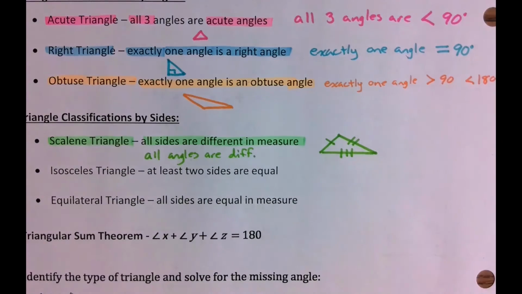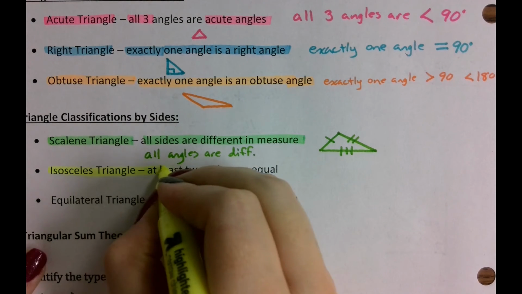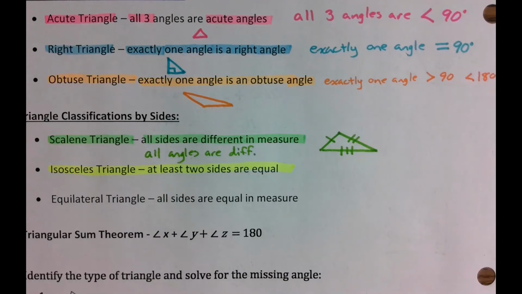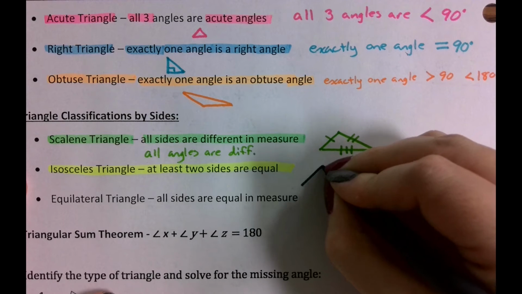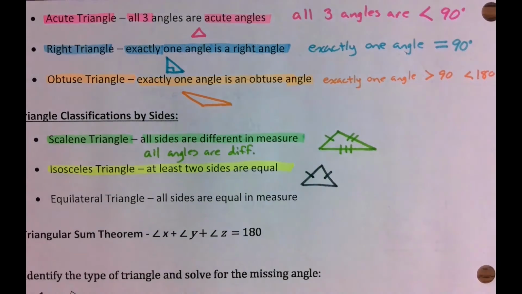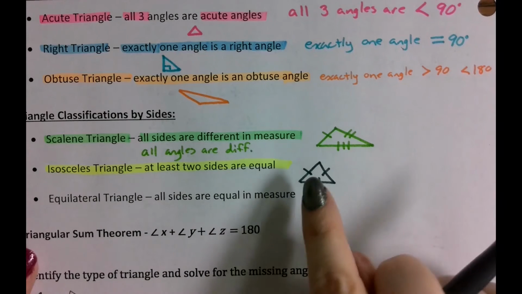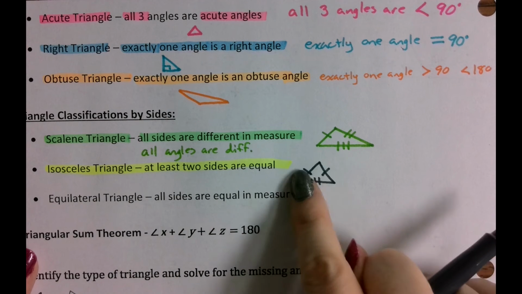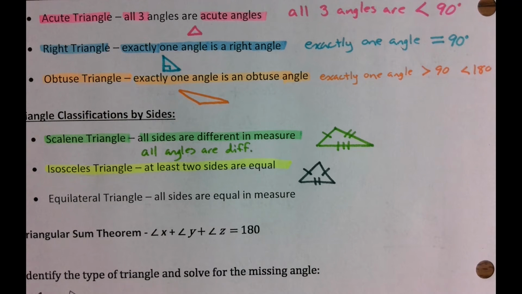Alright. I'm going to use a color I don't normally use just because I have 6 that I need to do. But isosceles triangles. Isosceles triangles indicate that there are at least 2 sides that are equal. So it's going to look something like this. Again, with those congruency symbols, the single line means that those 2 sides are the same. The double line means it's different than the others.